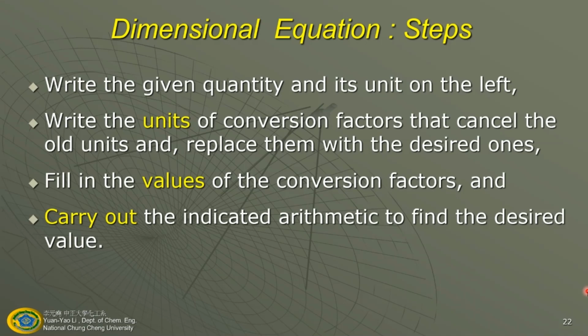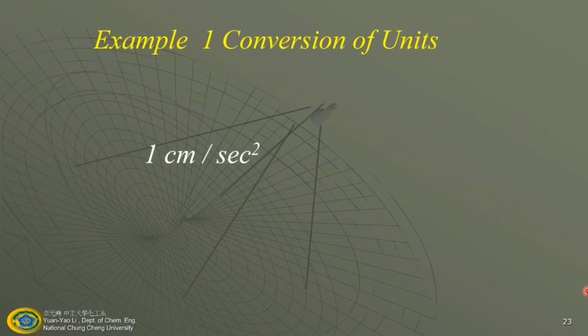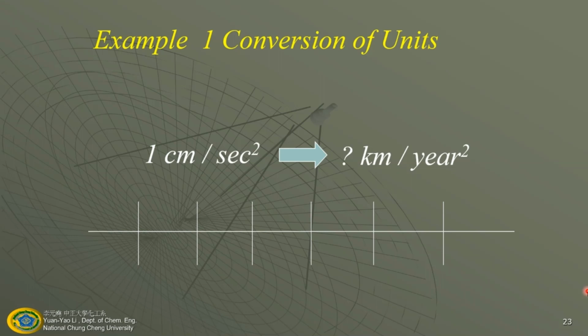Well, you might say, well, Professor, please give me an example, so that it will be easier for me to understand. Don't worry, we are going to make an example for you very soon. So this is the first example. 1 centimeter divided by second power 2, equal to how many kilometer per year power 2? Can you do that for me? Easy, right? So let's do it in a scientific way using conversion factor and the dimensional equation.